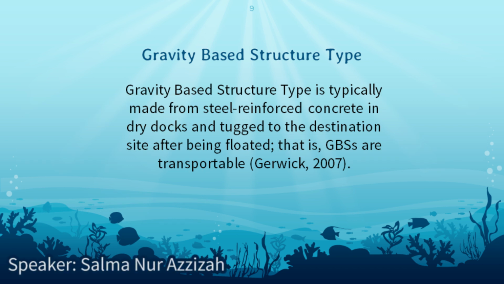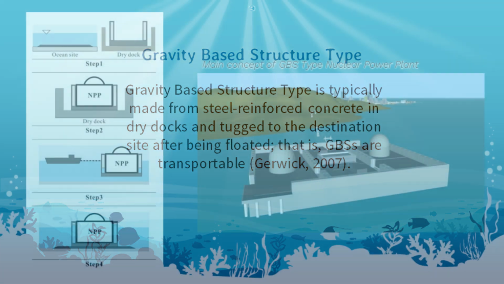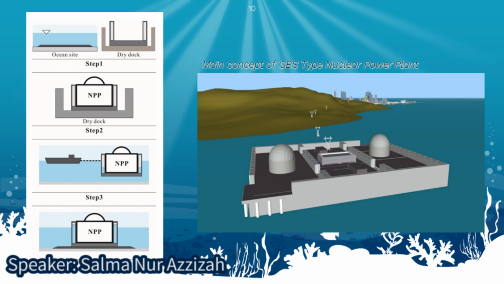The second type is gravity-based structure type. Gravity-based structure type, or GBS type, is typically made from steel reinforced concrete in dry docks and towed to the destination site after being floated. That is, GBS are transportable. You can look at the picture of the main concept of GBS type nuclear power plant here. The GBS is designed as a rectangular structure for ease of construction. Instead of developing a new design for the plant layout and nuclear reactor systems, the existing plant layout and systems of the land-based APR 1400 are used.